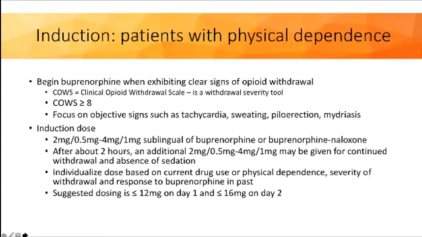So the induction dose, depending on what's available to you, you can start as low as 2 milligrams or a 4 milligram sublingual strip. And then after 2 hours, you want to give an additional 2 to 4 if there's continued withdrawal, as long as there's absence of sedation. You individualize the dose, again, based on how much opioids they're currently using and the level of physical dependence, as well as the severity of withdrawal. The suggested dose for the first day is up to 12 and then up to 16 on the second day.